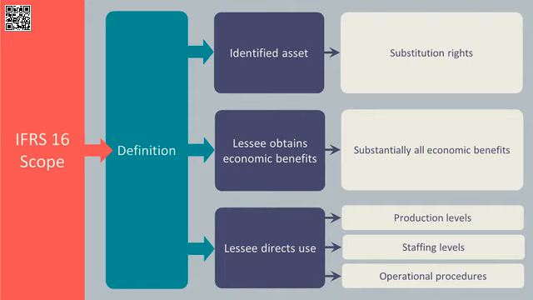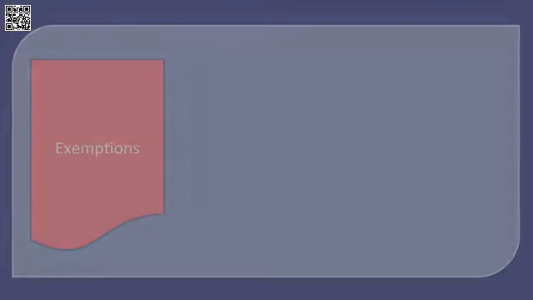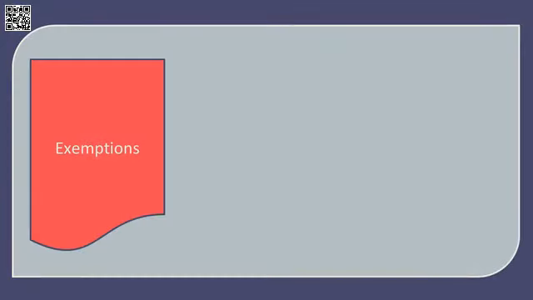So we've seen the scope requirements and the three attributes that need to be considered. And you can imagine that as this standard was being developed, it was not very popular with entities because it would result in the recognition of rather large liabilities for certain entities, and this would have an impact on their gearing. So as the exposure drafts came out, there was lots and lots of public comment, and ultimately this has resulted in a number of exemptions.